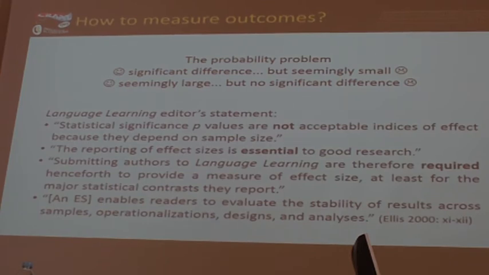And so you have, for example, the journal Language Learning, Nick Ellis's editor's statement in 2000. P-values are not acceptable indices of effect because they depend on sample size. Reporting of effect size is essential to good research. Submitting authors to this journal are therefore required to provide a measure of effect size. An advantage is that an effect size enables readers to compare different studies, because an effect size doesn't depend on the number of students and so on. It's something which is independent. It's very simple to calculate.